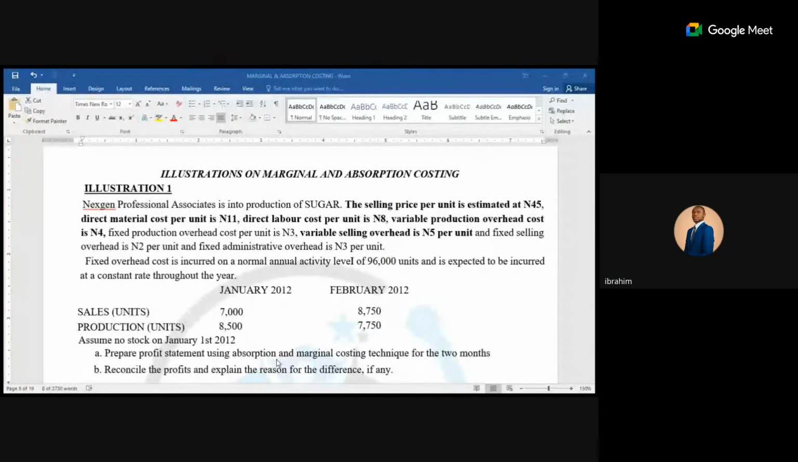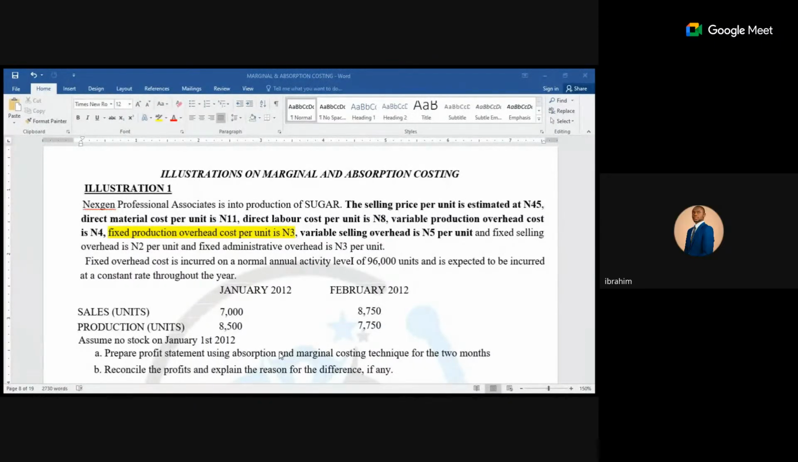But in a situation whereby it is not given, maybe you may be given the budgeted fixed cost, then you divide it based on the company's level of absorption, right? Now, in this question, it is based on the units produced, the budgeted units of 96,000 units. So the fixed production overhead cost per unit is given to us in this question, so you don't need to calculate it again.